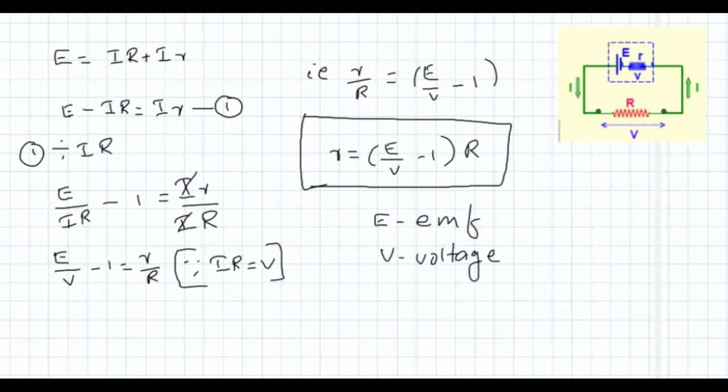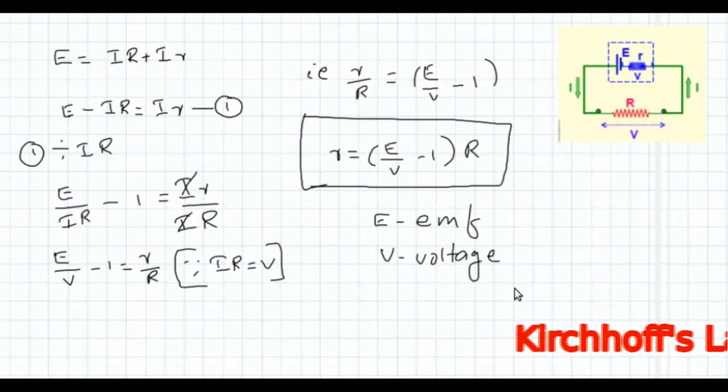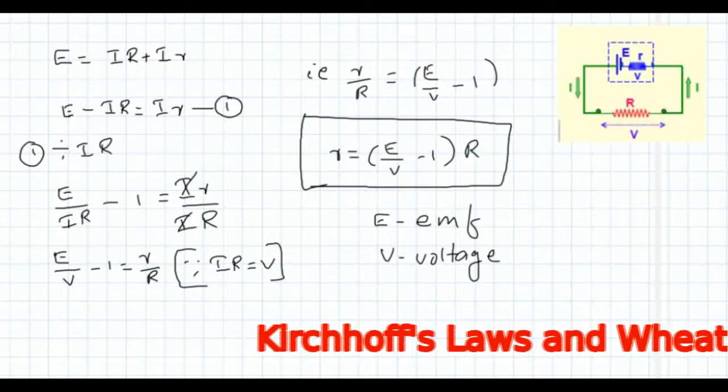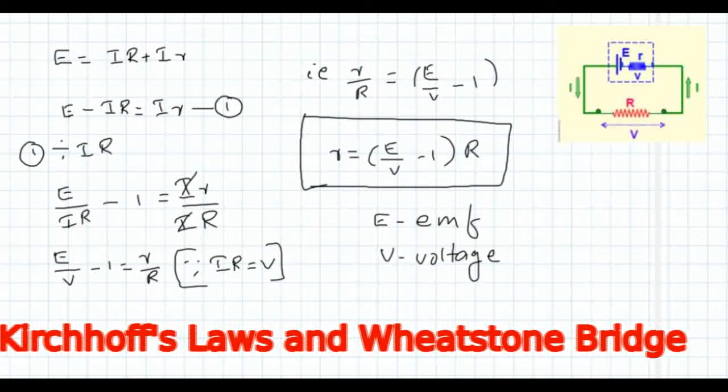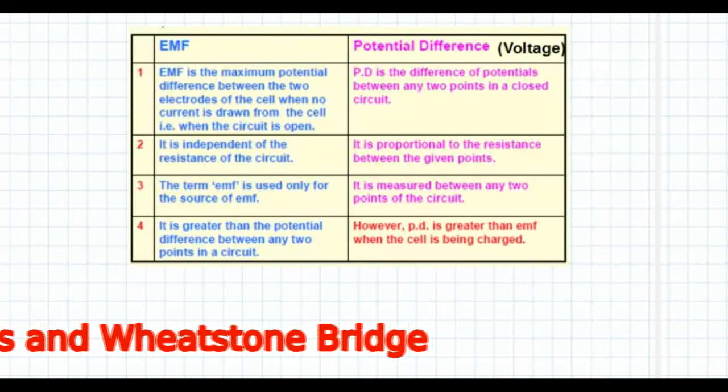Now what is E? E is the EMF, V is the voltage. And what is the difference between EMF and voltage? Actually EMF is a short form of electromotive force. It is the potential difference between the ends of a cell when it is not connected to any circuit. And voltage is the potential difference between the ends of a cell when it is in a circuit. That is the difference. So we will just list out the basic difference between EMF and voltage.